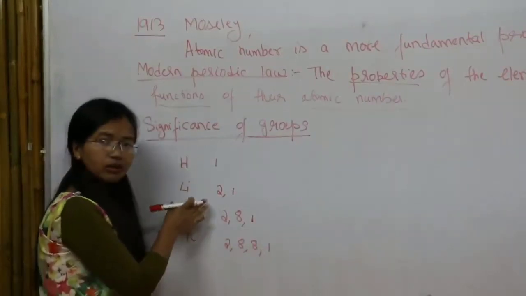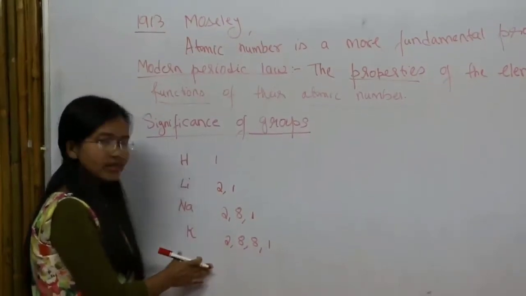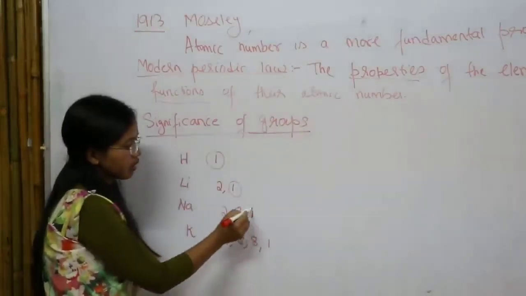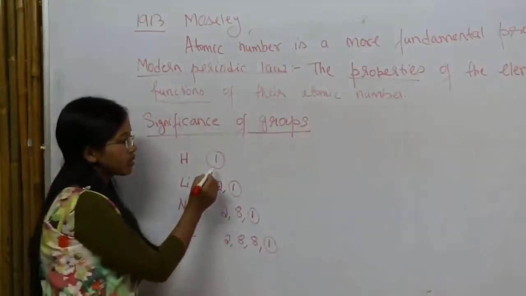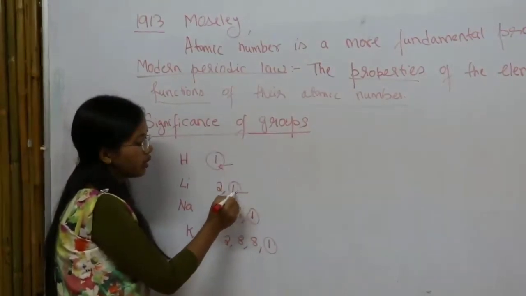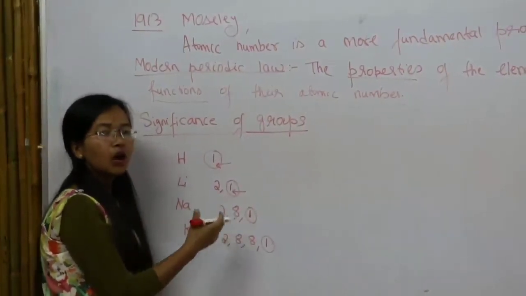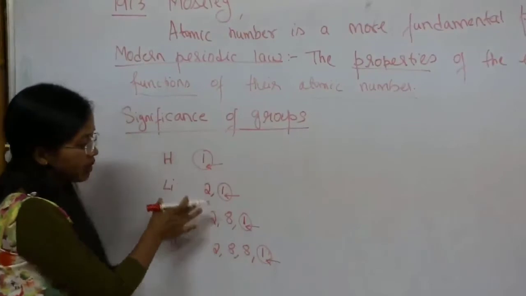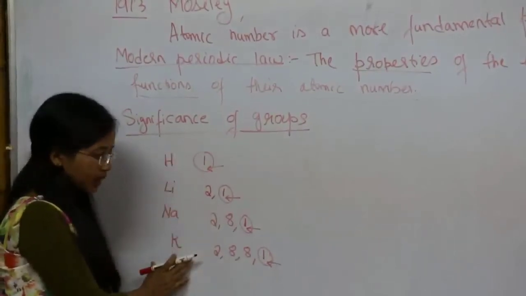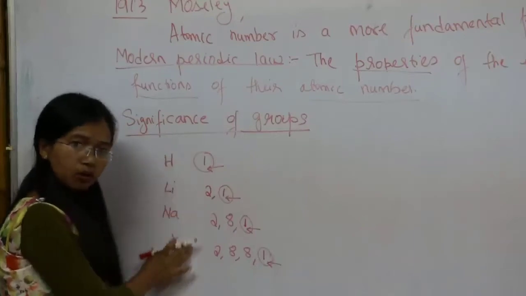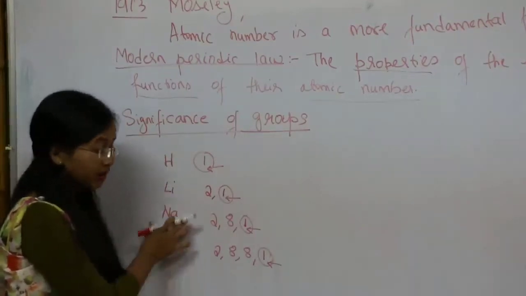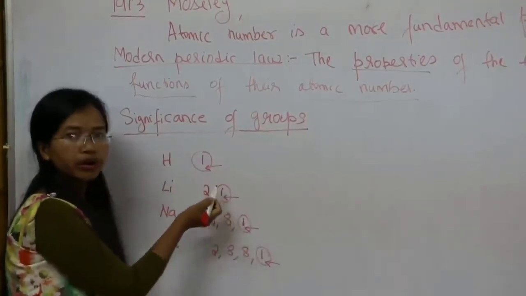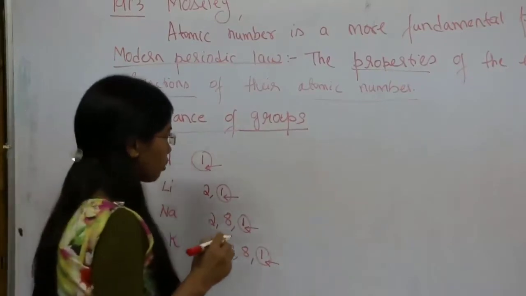So when you look at all the electronic configurations of these elements, what do you see in common? We can see that this 1 represents the one electron which is present in the outermost shell. So it means that all these elements have the same properties. They are all metals, they are called alkali metals, and they have the same valency, that is 1. Now if you want to understand some more, go to group 2.